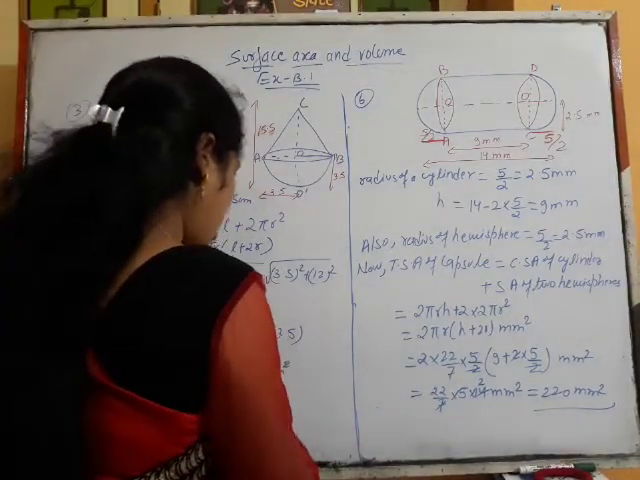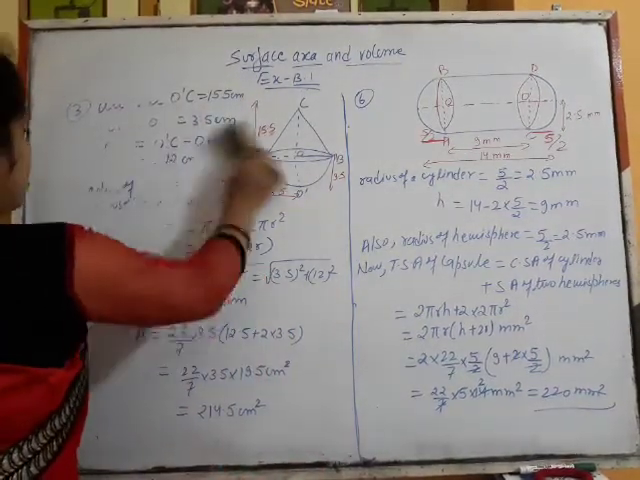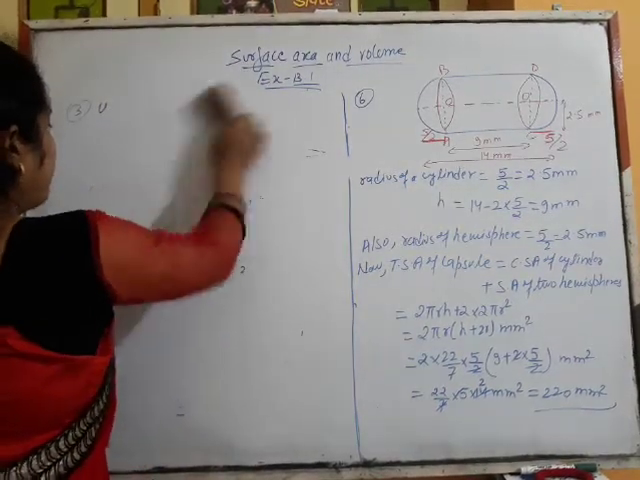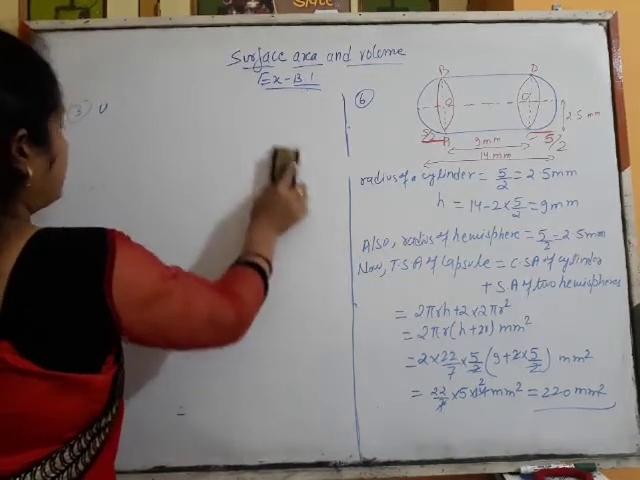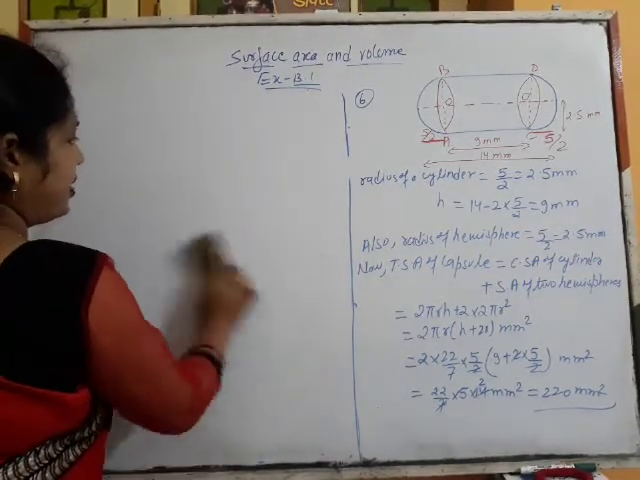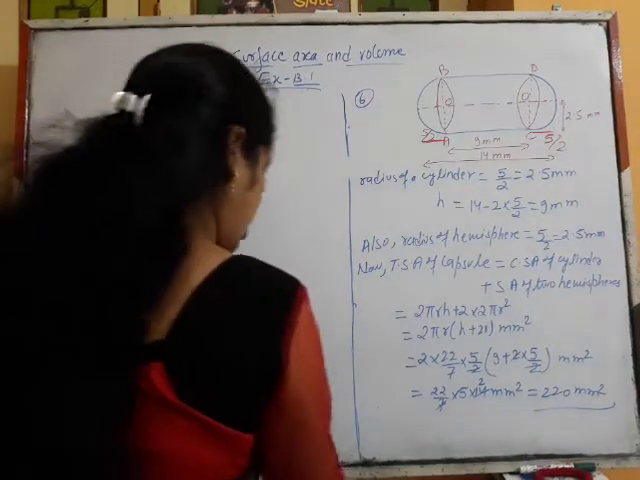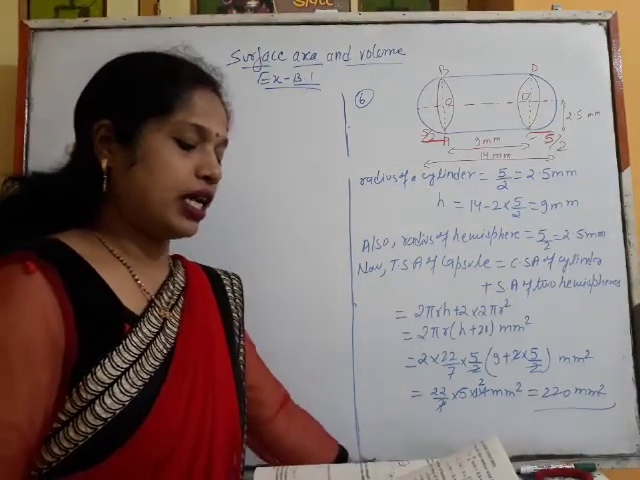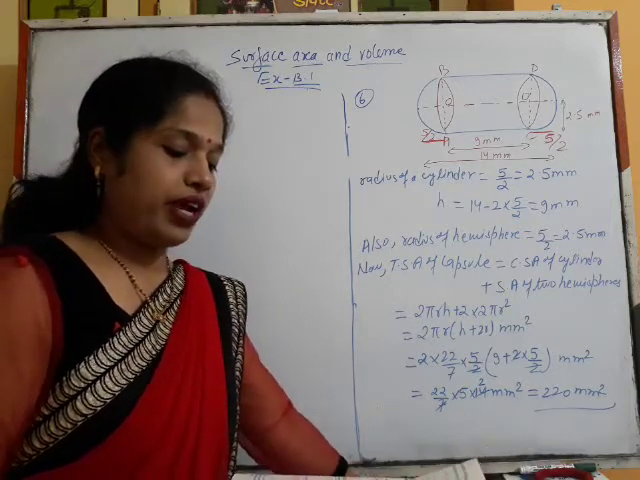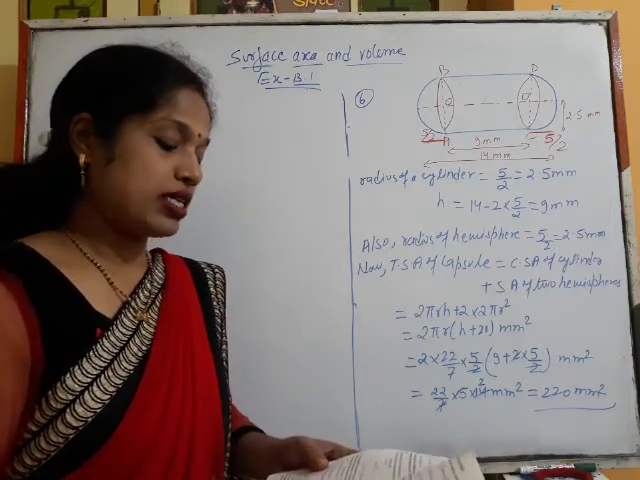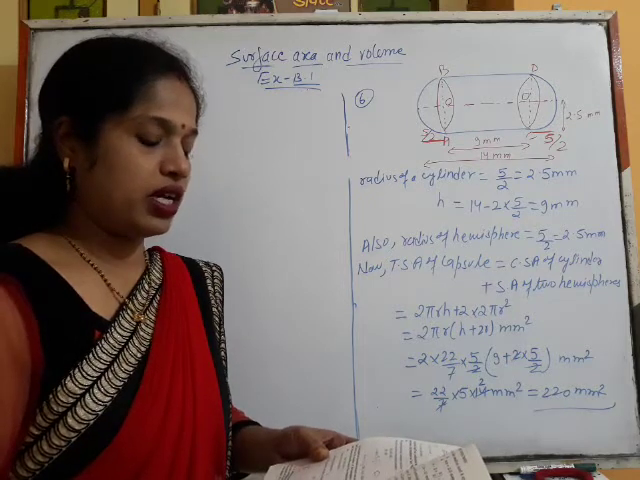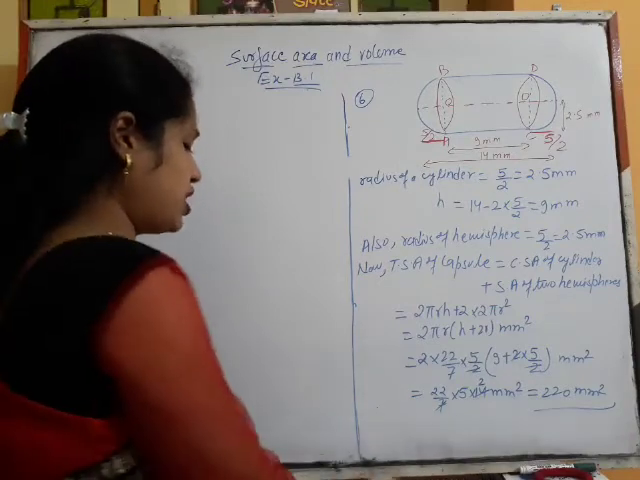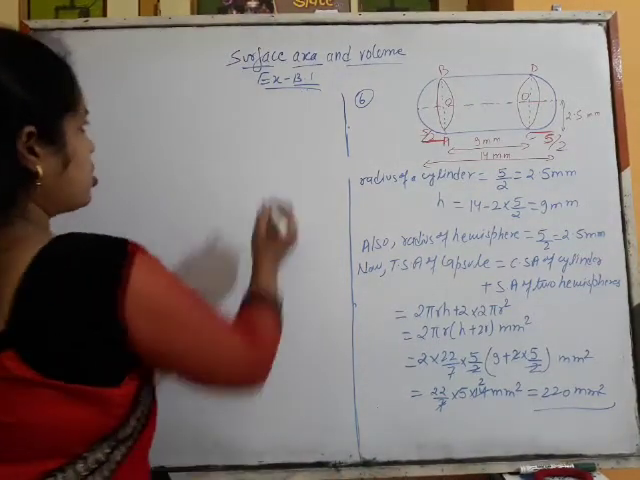Okay. Now let us have another question, which is also actually a combination, but it is combined a little bit differently. Question number 5. A hemispherical depression is cut out from one face of a cubical wooden block such that the diameter L of the hemisphere is equal to the edge of the cube. Determine the surface area of the remaining solid.